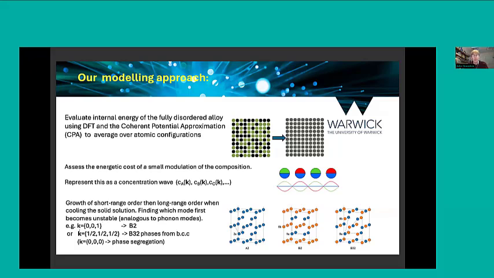And if we found that a mode with a wave vector of half-half-half in the Brillouin zone was favored, this would indicate a B32 phase, which is shown schematically on the far part of the slide. There's a nice classification of all the various ordered phases that can arise, labeled by these particular wave vector points in reciprocal space. Incidentally, if the zero, the null result, was the favored mode, this would suggest that at some temperature the alloy is going to phase segregate.